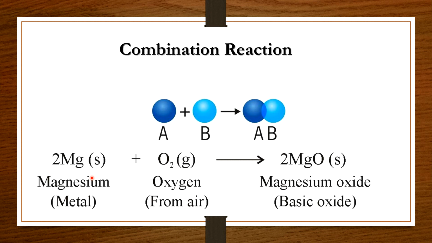For example, magnesium, this metal in solid state, reacts with the oxygen from the air. It will form MgO, that means magnesium oxide. So magnesium combines with oxygen from air to form magnesium oxide. This is called a combination reaction.